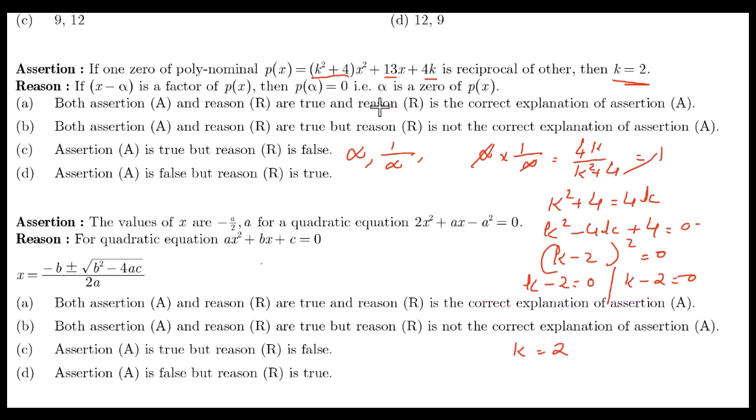This theorem is correct, the reason is correct, but this reason is not the correct explanation of assertion A, right? So the assertion is true, but the reason is not the correct explanation of the assertion A. So which one will be the option? A is: assertion A and reason R are true, and reason R is the correct explanation. No, reason R is not the correct explanation, right? Both assertion A and reason R are true, but R is not the correct explanation of assertion A. So we can choose this option B. Option B is the answer.